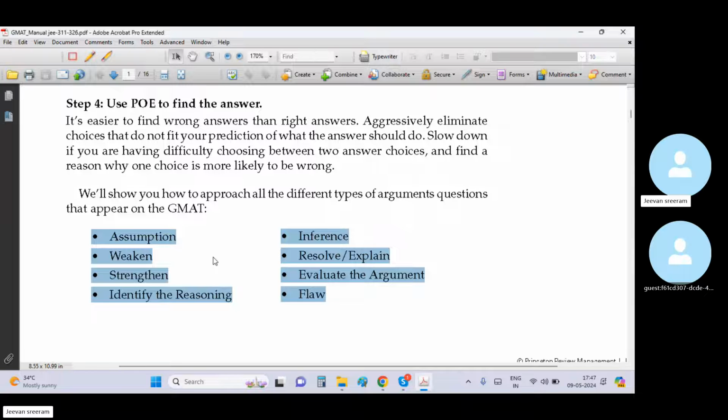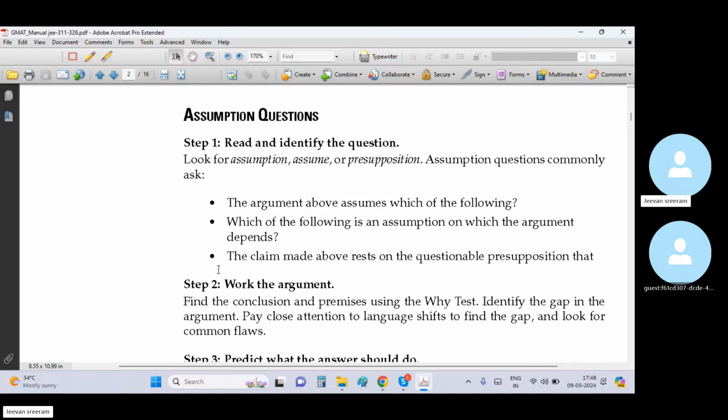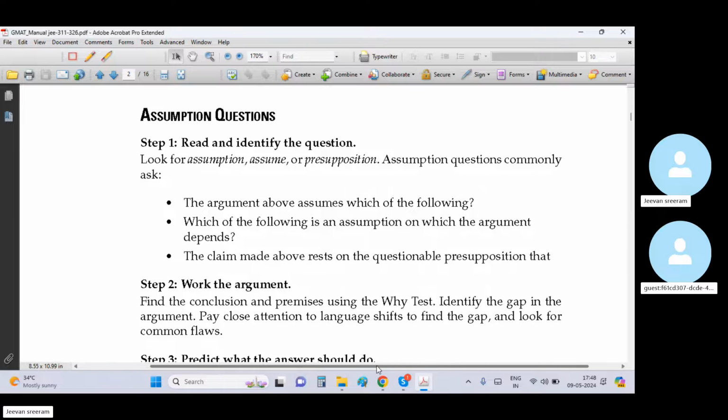On the whole, you will see 10 critical reasoning questions out of 23 verbal reasoning questions. The first model we have to deal with is assumption questions. So how can we know that the given question is an assumption question?